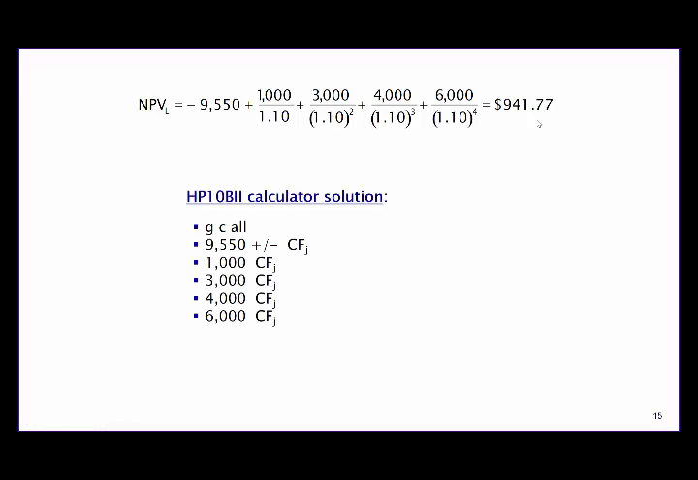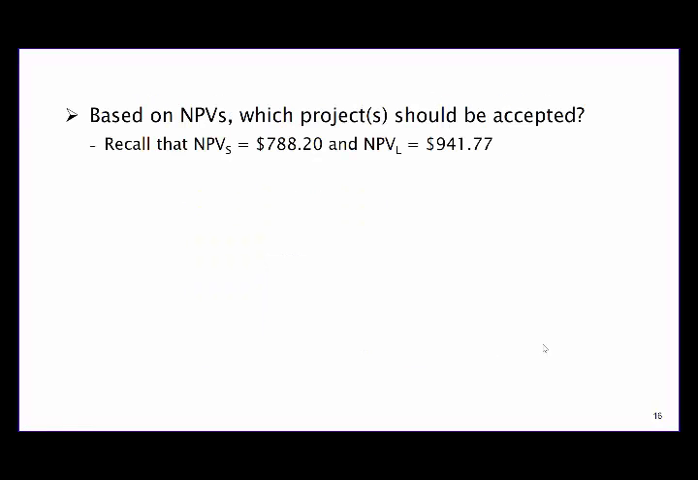For Project L, again, take the initial investment, cash outflow, it's negative. Take the present value of its net cash flows over the 4 years, and we get a net present value of $941.77. Using the calculator, we hit Gold Clear All, we enter the cash flows, we enter the cost of capital, hit I per year, and then press Gold NPV, and we get the 941.77. So we've estimated the net present value for both projects.